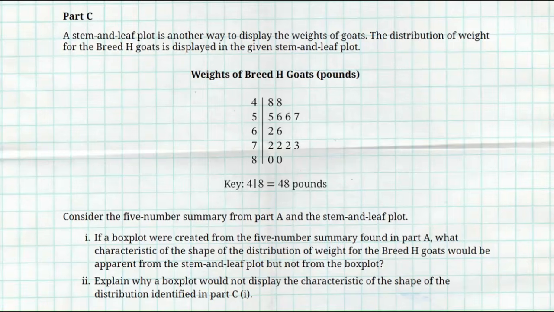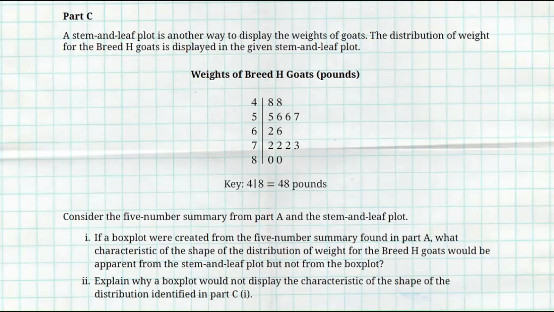If a box plot were created using the 5-number summary that we found in part A, what characteristics of the shape of the distribution of the weights for breed H goats would be apparent from the stem and leaf plot, but not from the box plot? And then they want us to explain why a box plot would not display that particular characteristic.